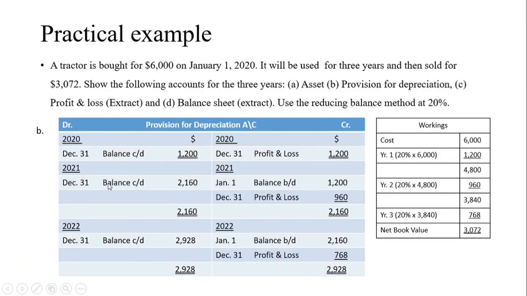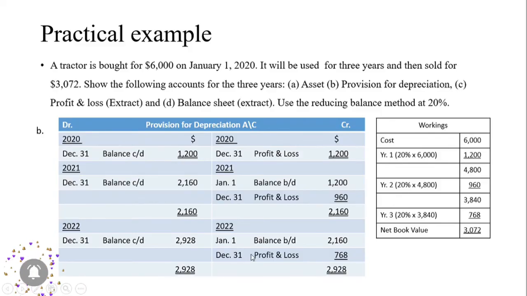So at the end of 2021 again, December 31, the balance carried down on the account is 2,160. You bring down the balance again for the next year, which is 2022, January 1. This is the opening balance, 2,160, which was the balance carried down. So I want you to pay attention to that. All right, so we have to calculate depreciation again for 2022, which is the third year.